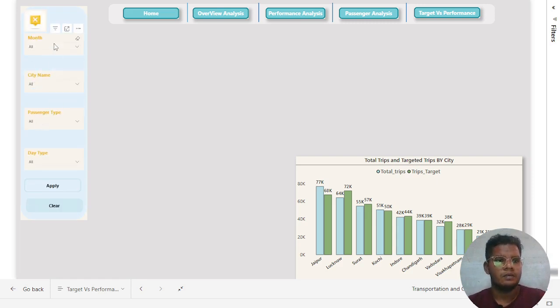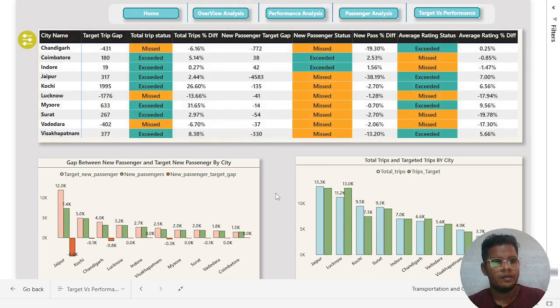For example, we start with the March month. See, it's also monthly data because we have the target month wise as well. Chandigarh, the target gap is minus 431, and then in Jaipur it's exceeded. So the month wise data depends upon the months as well as the trips. There are various factors incorporated with that.